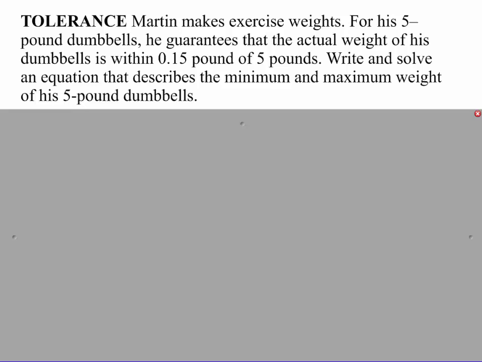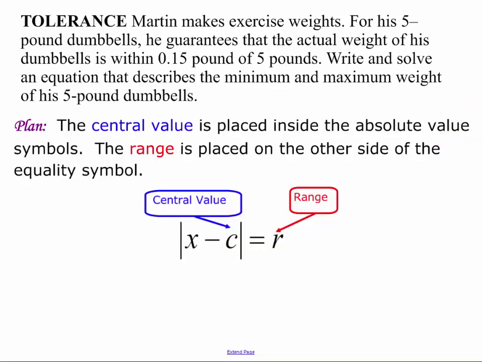Okay, our next example. Martin makes exercise weights. For his 5-pound dumbbells, he guarantees the actual weight of the dumbbells is within 0.015 pound of 5 pounds. Write and solve an equation that describes the maximum and minimum weight of his 5-pound dumbbells. Now this is an absolute value equation. The central value is placed inside the symbol, and the range is placed on the other side. So if you think about it, what is our range? What is he guaranteeing they're going to be within? He's guaranteeing they're going to be within 0.15 pounds.